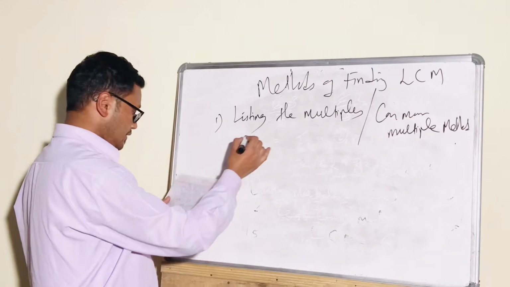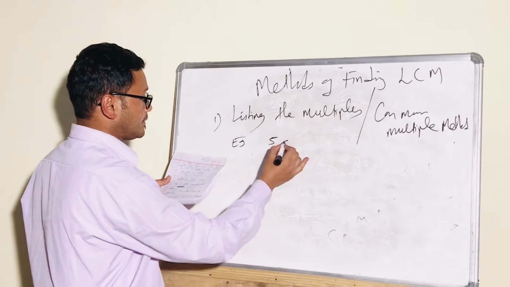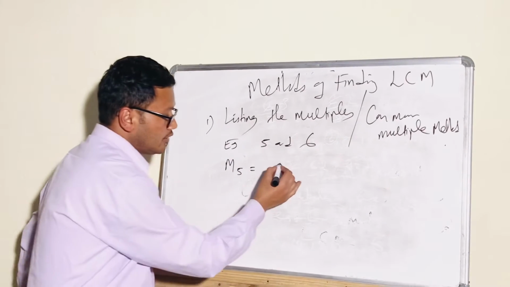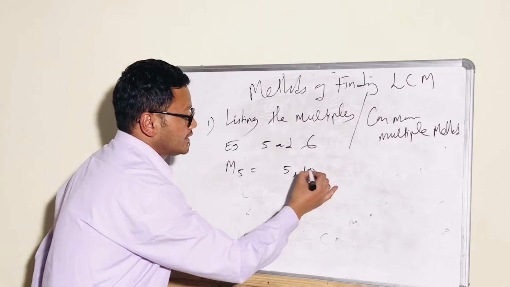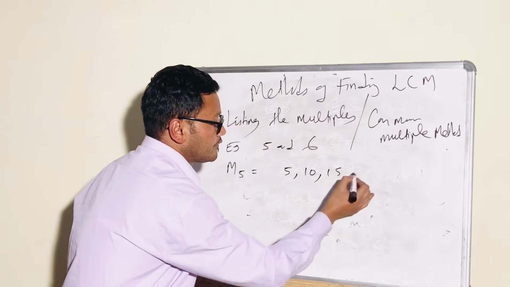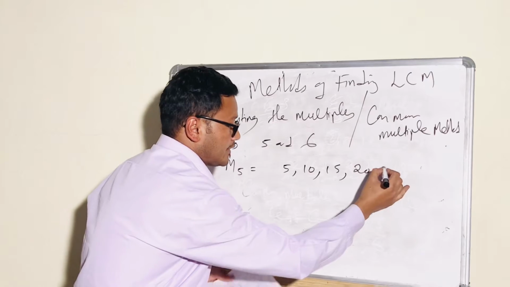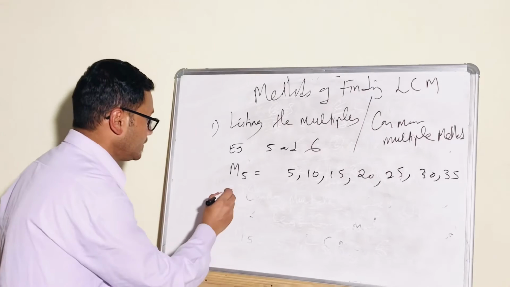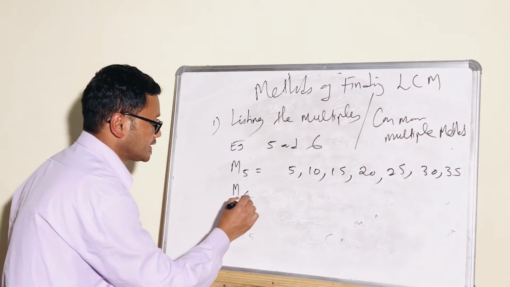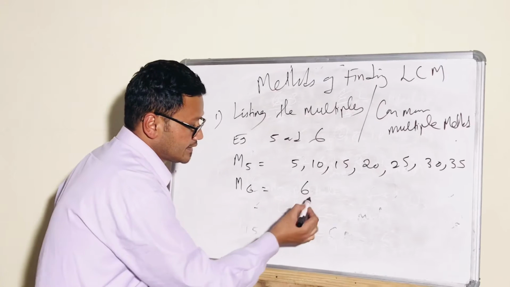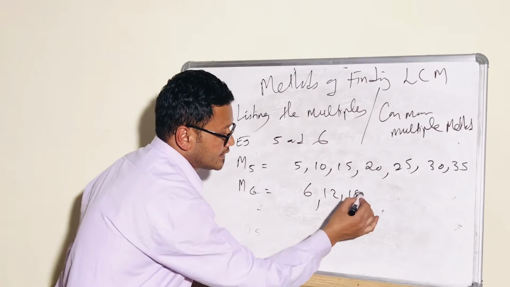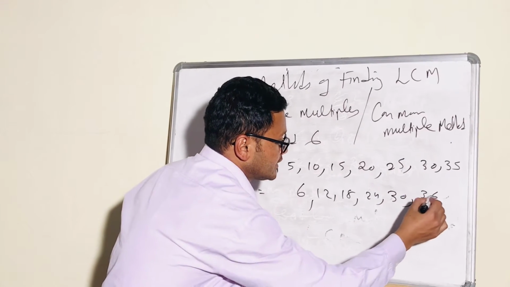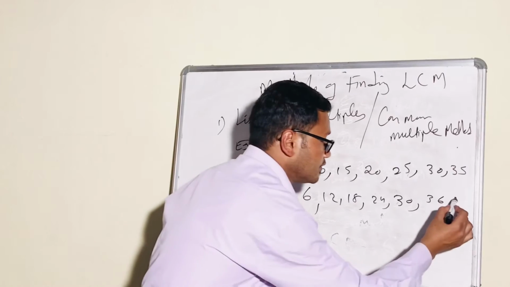First of all, we can take the example of 5 and 6. Multiples of 5: 5, 10, 15, 5 fours are 20, 5 fives are 25, 5 sixes are 30, 5 sevens are 35, 5 eights and so on. Similarly, multiples of 6: 6 ones are 6, 6 twos are 12, 6 threes are 18, 6 fours are 24, 6 fives are 30, 6 sixes are 36, and 6 sevens are 42, and so on.